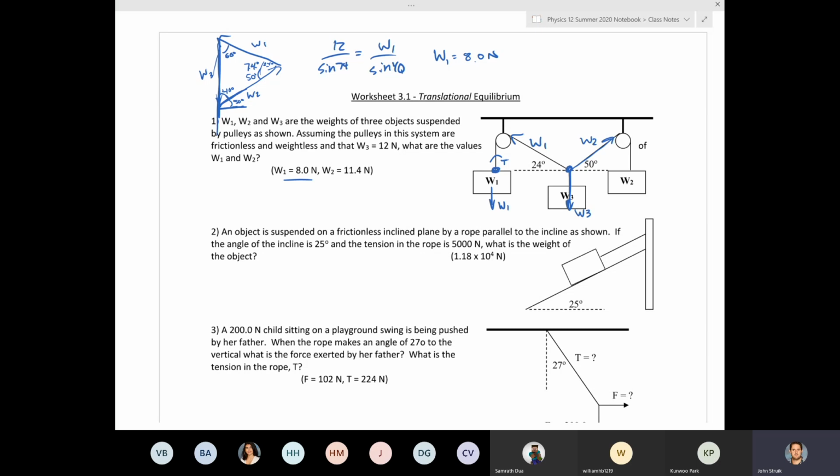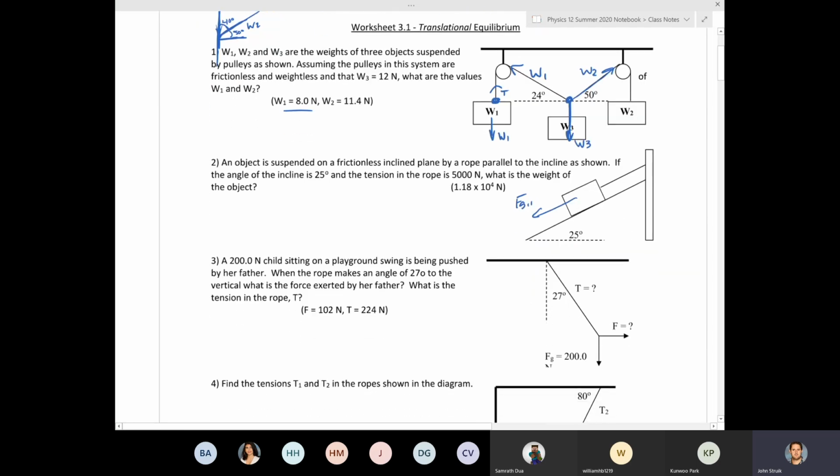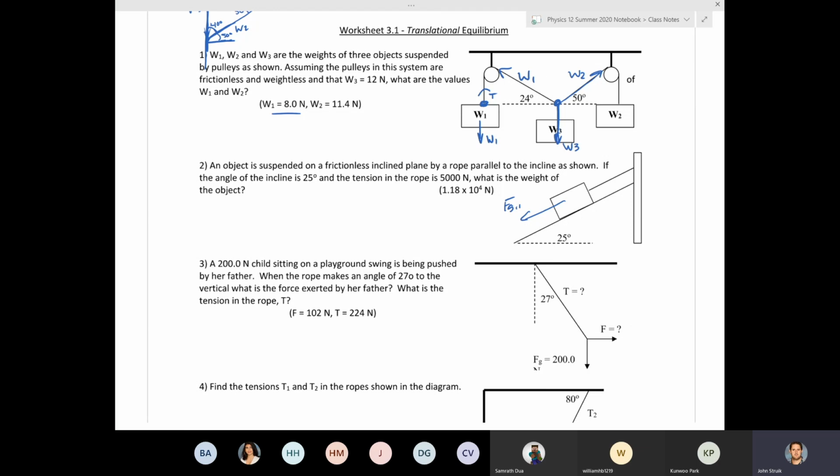No? Good. I'm hoping everyone knows how to do FG parallel. Okay, making that assumption a little bit. Okay, number 2 would be great. Perfect. Okay, so number 2, an object is suspended on a frictionless inclined plane by a rope parallel to the incline. If the angle of the incline is 25 degrees, tension of the rope is 5,000. What is the weight of the object?